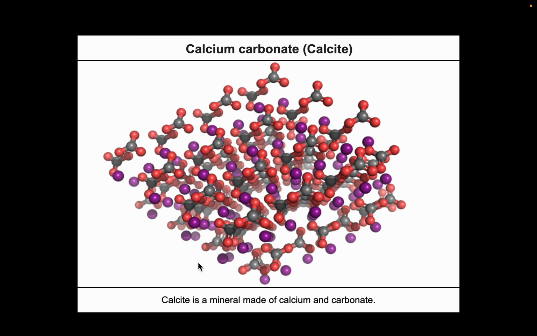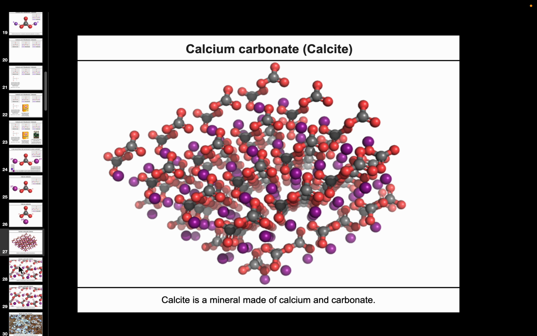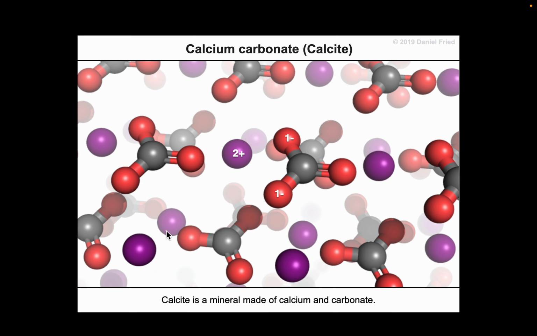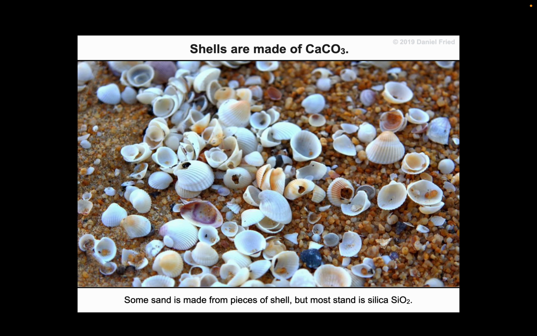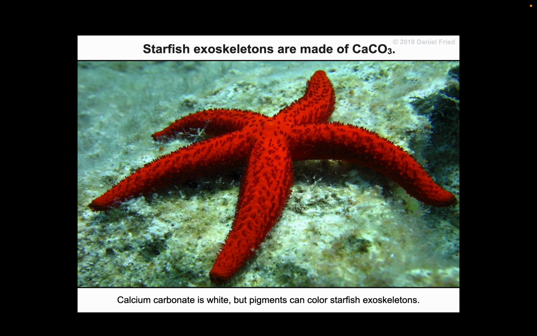Calcite is a mineral made of calcium and carbonate, as the name suggests. In the close-up view, 2+ and 2- balance. Shells are made of CaCO3. Some sand is made from pieces of shell, but most sand is silica, SiO2. Calcium carbonate is also what can color starfish exoskeletons.